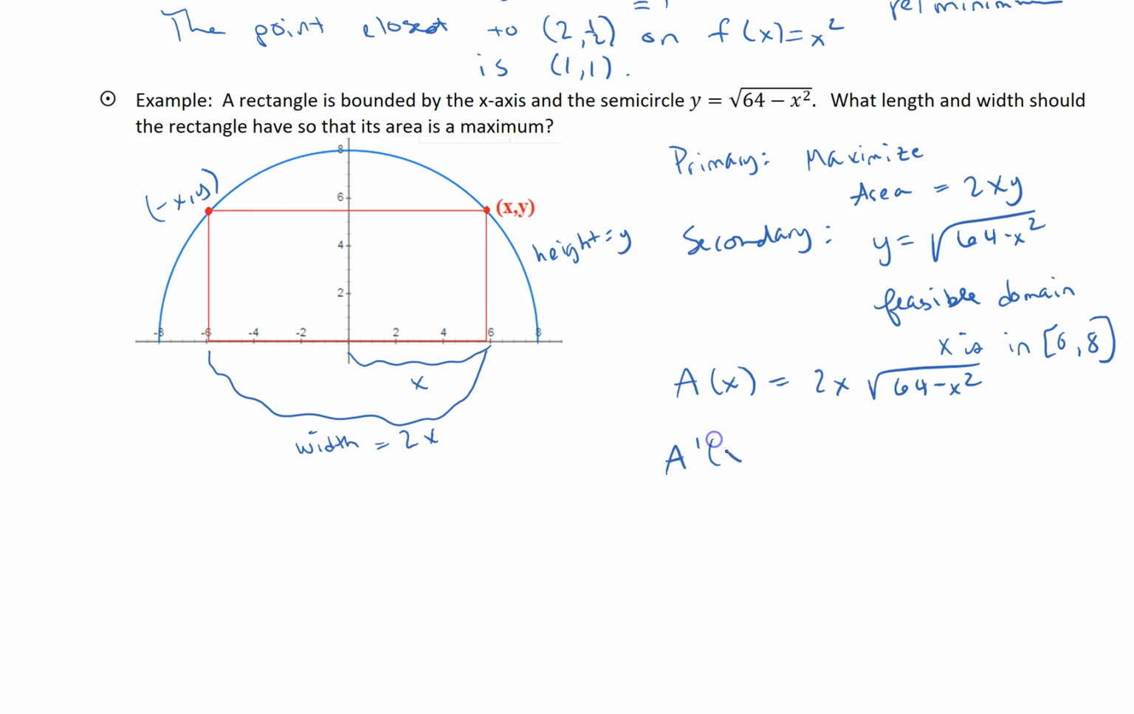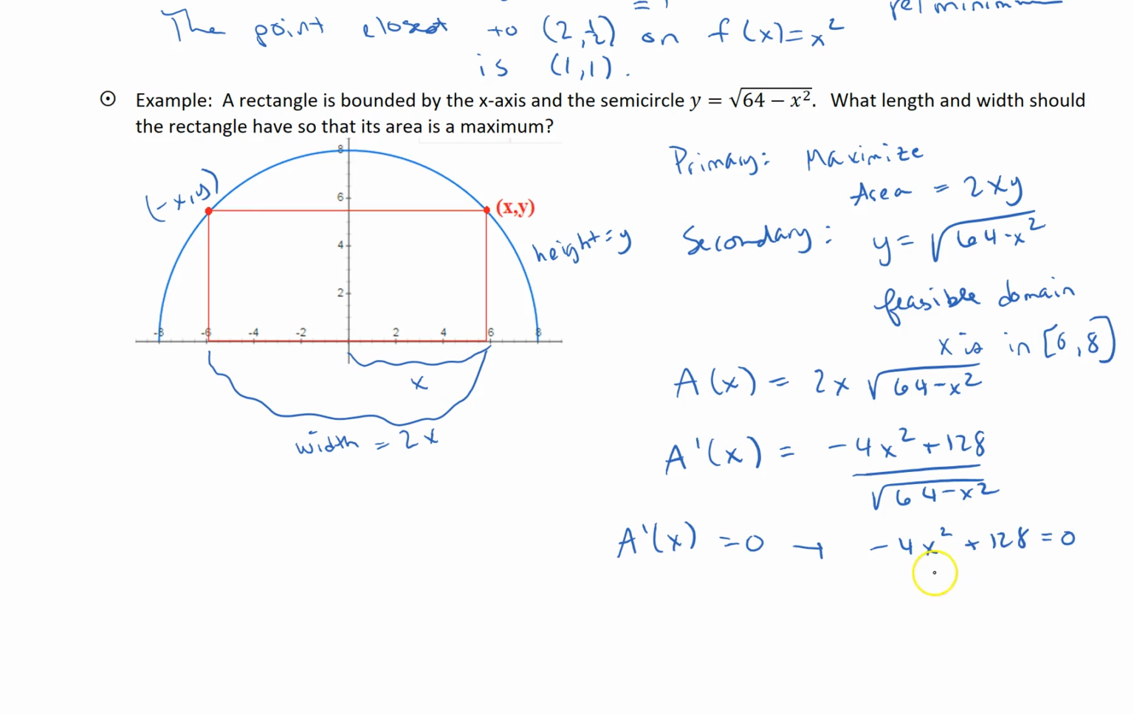So A prime of x, when I go through the derivative using the product rule, ends up being (negative 4x squared plus 128) over the square root of 64 minus x squared. So I'm going to find out where this doesn't exist or where it's equal to 0. So A prime of x is equal to 0 when negative 4x squared plus 128 is equal to 0. So 4x squared is 128, or x squared is 32. So x would be, in this domain, the square root of 32. We don't need the plus or minus because it's not negative. Negative would be over on the other side.